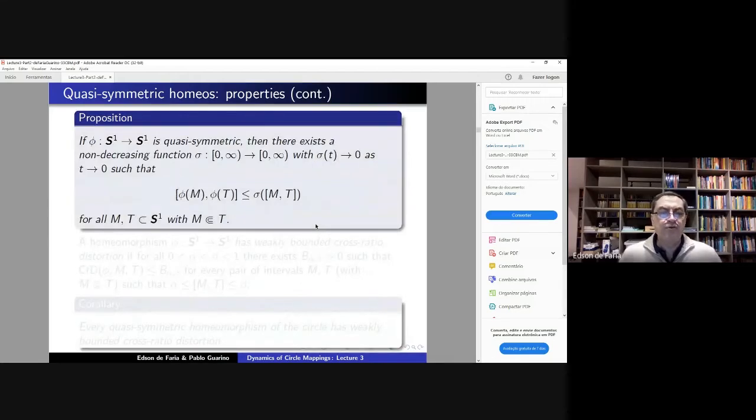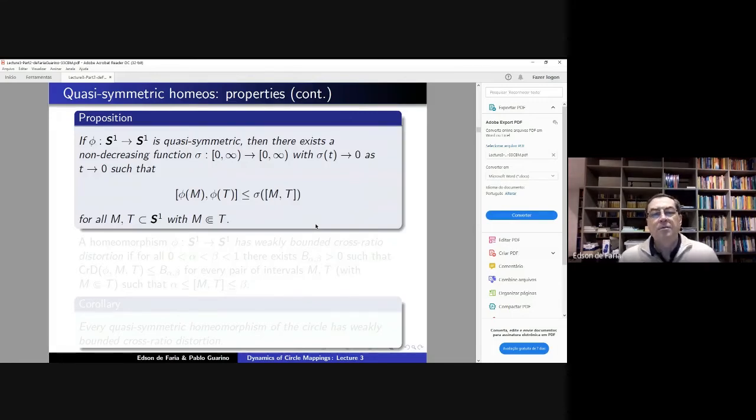So here's a proposition that is also difficult to prove if you just stick to the real line. Whereas if you go to the Riemann sphere, if you do something like study holomorphic motions, you can prove this fairly easily. So the proposition states that if you have a quasi-symmetric homeomorphism, then it has a certain modulus of continuity on cross ratios. That's what this proposition is saying.